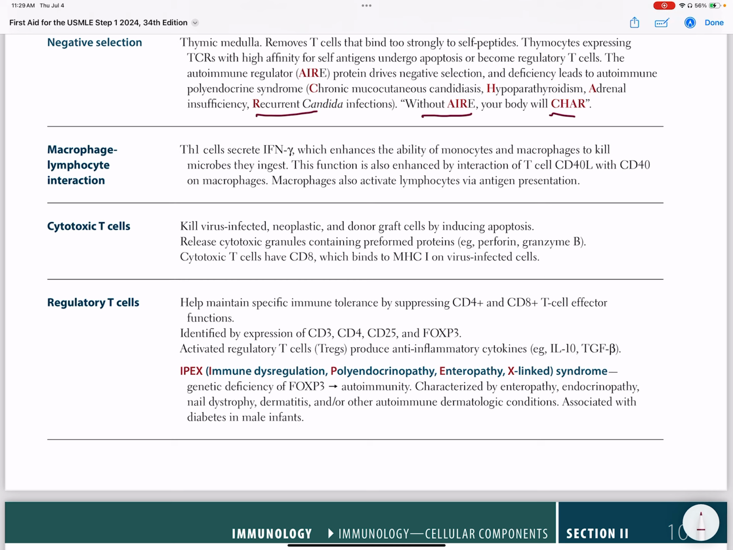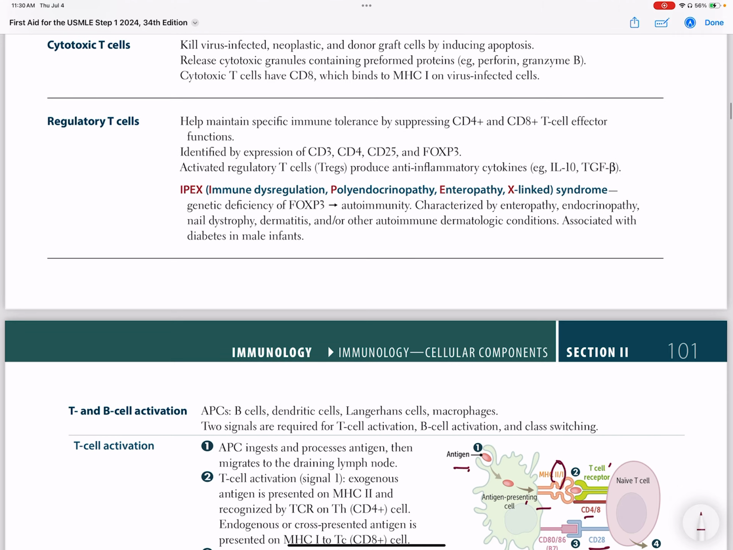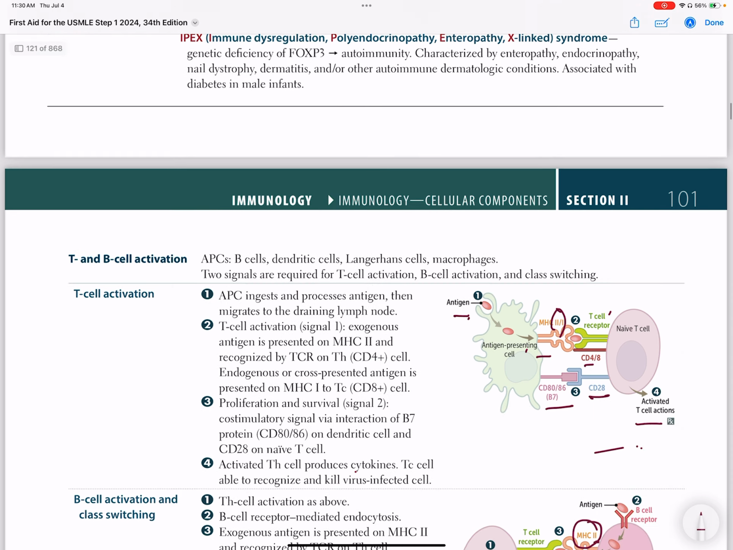Regulatory T cells help maintain specific immune tolerance by suppressing CD4 positive and CD8 positive T cell effector function, identified by the expression of CD3, CD4, CD25, and FOXP3. Activated regulatory T cells, Tregs, produce anti-inflammatory cytokines IL-10 and TGF-beta. IPEX, that is immune dysregulation, polyendocrinopathy, enteropathy, X-linked syndrome, is the genetic deficiency of FOXP3, causing autoimmunity characterized by enteropathy, endocrinopathy, nail dystrophy, dermatitis, and/or autoimmune dermatological conditions, associated with diabetes in male infants.